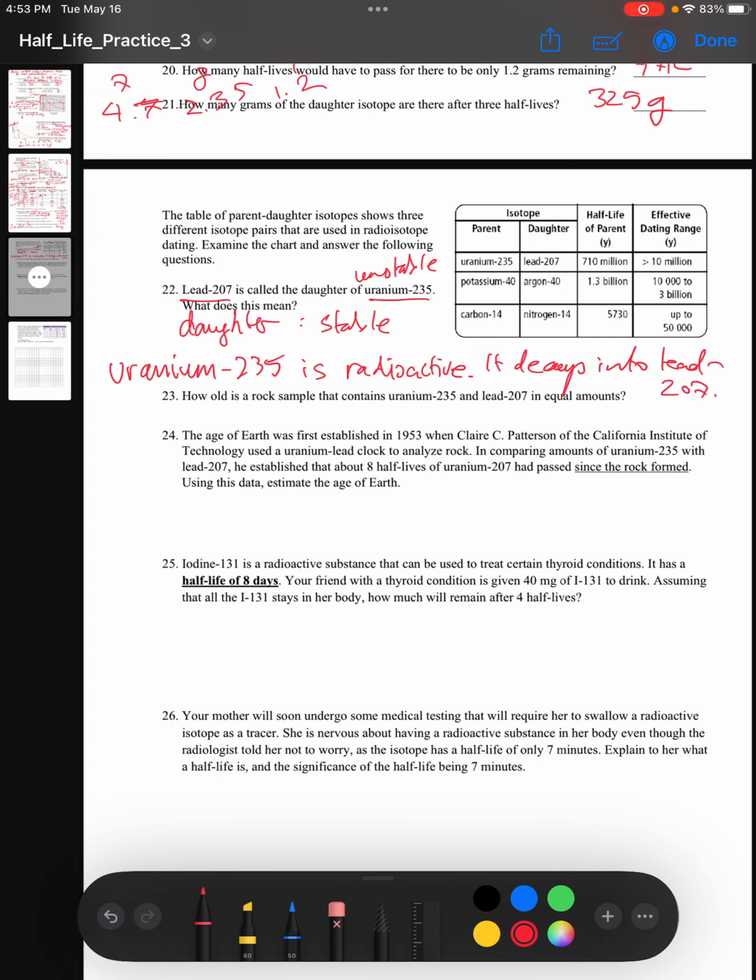How old is a rock sample that contains uranium-235 and lead-207 in equal amounts? Well, that means it's 1 half-life old. What's the half-life of uranium-235? The half-life is 710 million years.